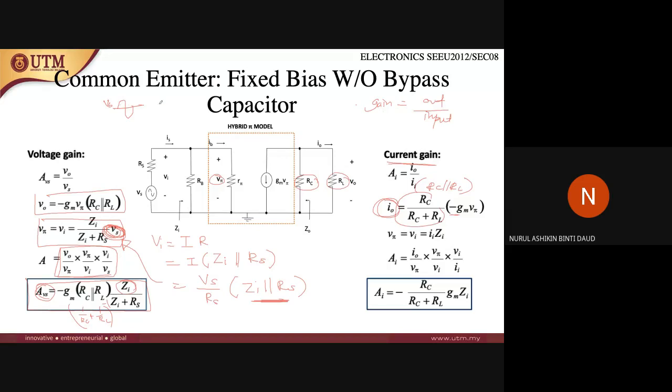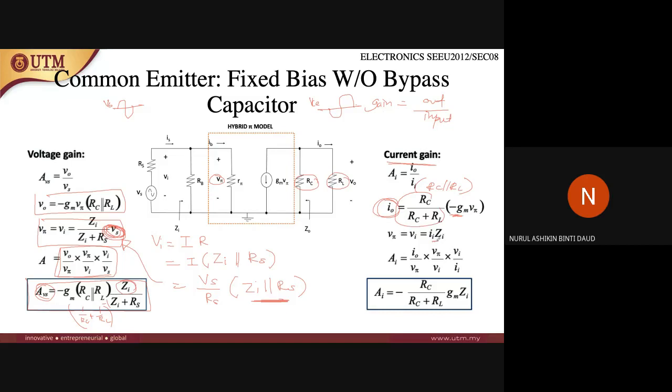The VB waveform has a 180 degree phase inversion at the VCE. That's why there is a minus here. So minus GM V pi gives the value of output. And then for the input, VI equals I at the input, sorry, I at the input.